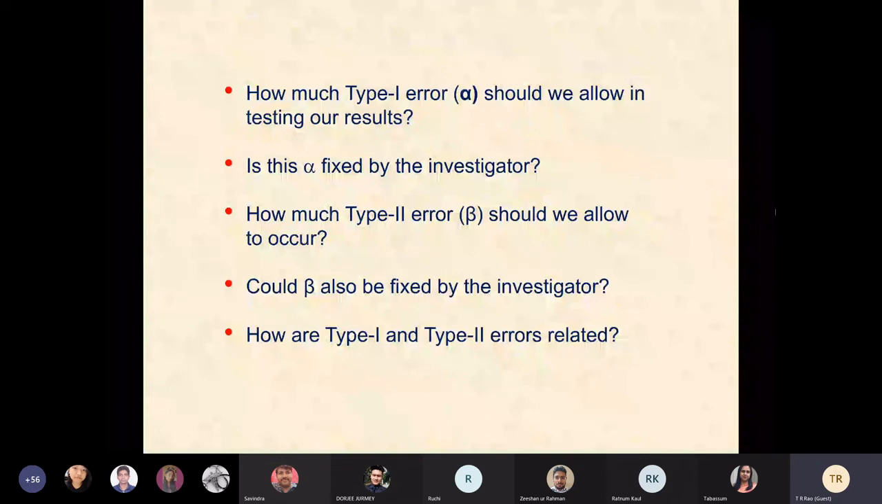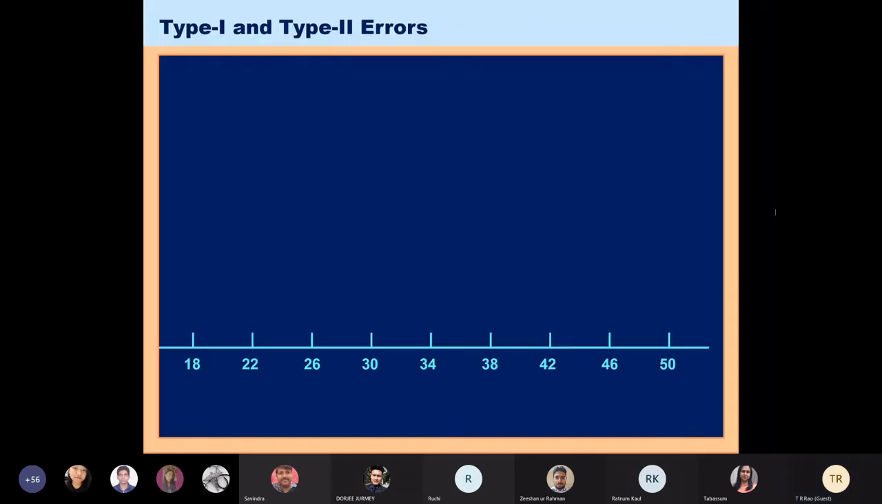But you can see that these two errors are related. If you fix the alpha error, it might invariably, automatically set a limit on the beta error also. Okay, this I will graphically illustrate to you. Carefully follow this graph, please. Okay. Remember, as a rule of thumb, we are allowing for 5% error in type 1. Okay. All right.